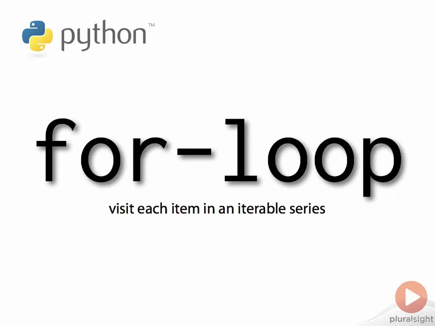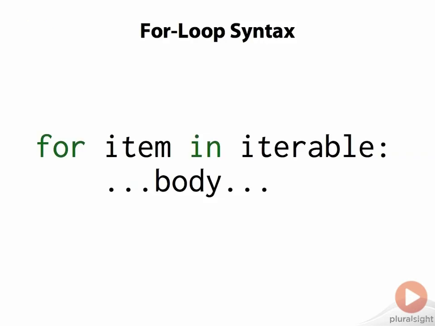Now that we have the tools to make some interesting data structures, we'll look at Python's second type of loop construct, the for loop. For loops in Python correspond to what are called for each loops in many other programming languages. They request items one by one from a collection, or more strictly, from an iterable series, but more of that later, and assign them in turn to a variable we specify.